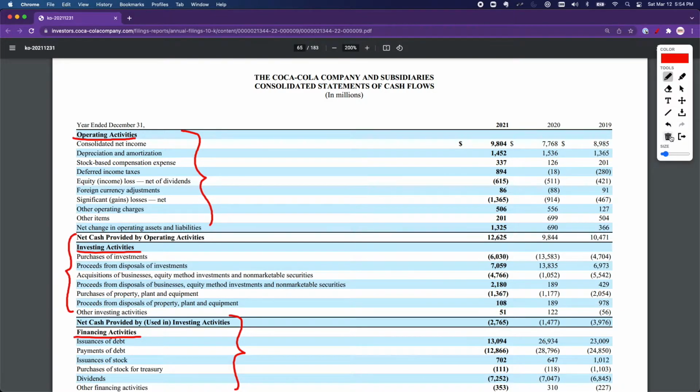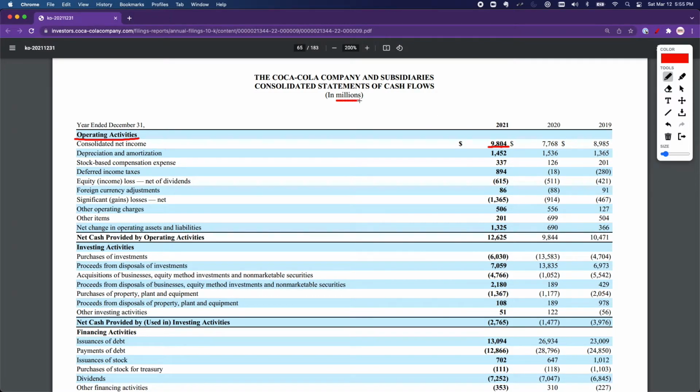Now the first thing to note here, if we look at the CFO, is that we start off with the consolidated net income right here. So this figure is actually the net income right from the income statement. Okay, so this $9.8 billion actually comes from the net income.